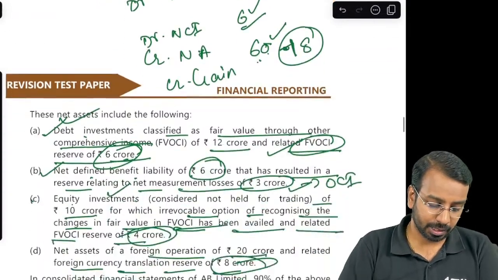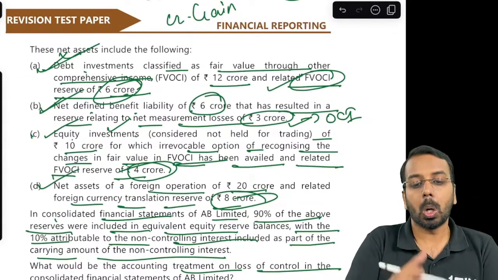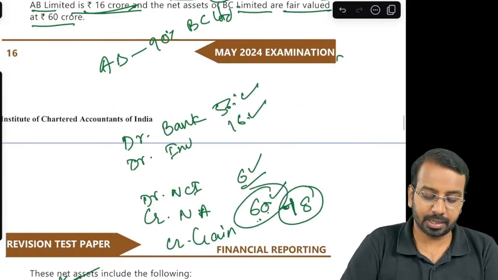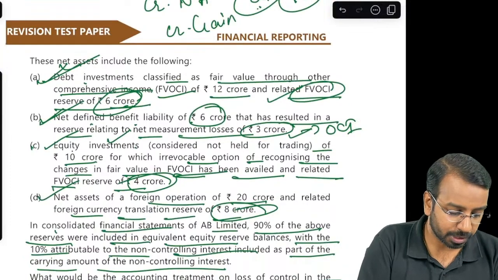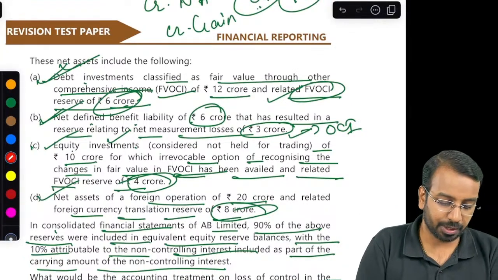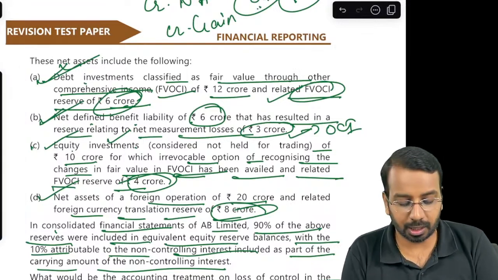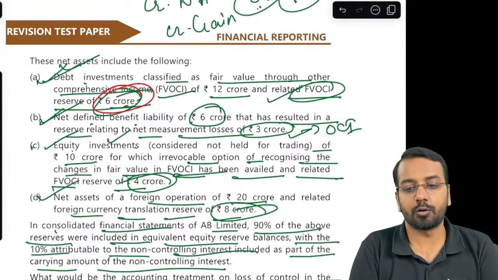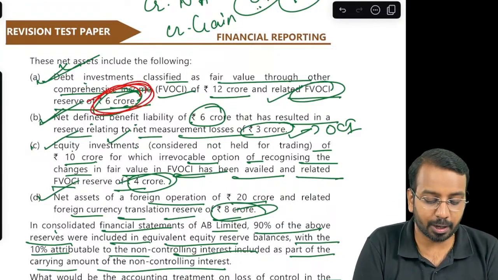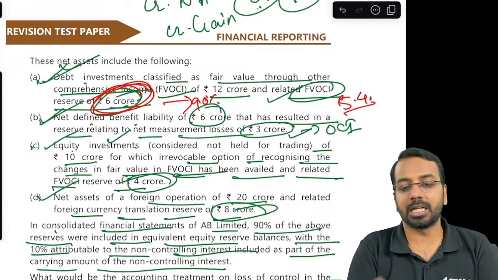The remaining reserves. See, debt, net defined benefit liability, equity investment, net assets, all of these will be de-recognized along with this net asset. But whatever is there in FVOCI, that you have to subsequently reclassify. So debt investment classified as fair value through other comprehensive income. When you dispose of the debt investment, this 6 crores will be transferred to P&L. Now 6 crores is 100%, our share is 90%, so 5.4 will be transferred to P&L.